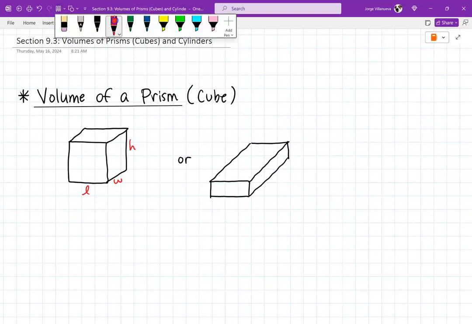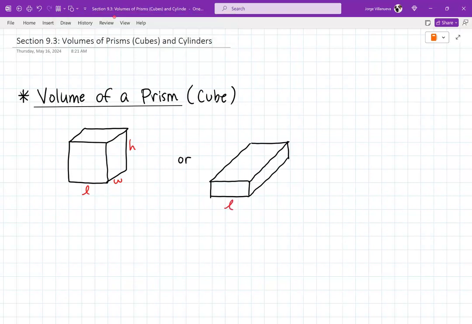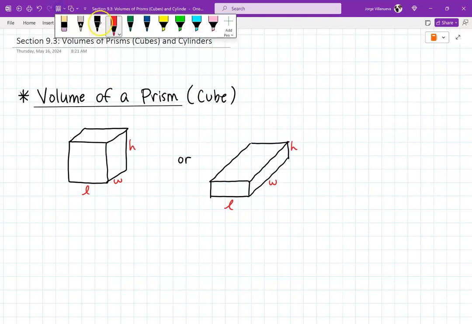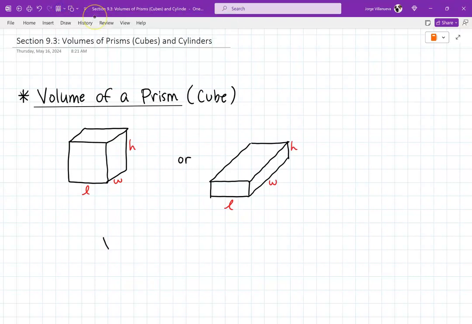But it's still going to have the same measurements, a length, a width, and a height. So the volume, and maybe you guys remember this, is just length times width times height. Very simple formula. Length times width times height.